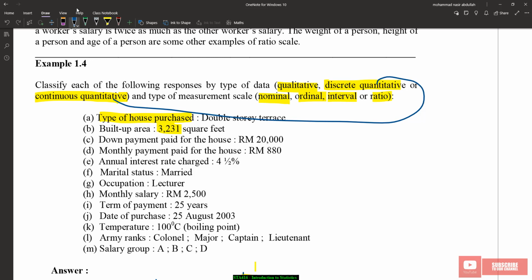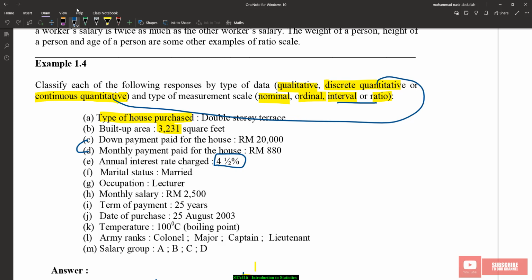Monthly payment paid for the house. Ini sama dengan atas. So let's say annual interest rate charge 4.5%. So this is a continuous quantitative. Right. Continuous quantitative, interval or ratio? It's a ratio. Ratio sebab kalau kosong interest means kosong lah. Tak ada interest. Right. Zero value is a true zero.